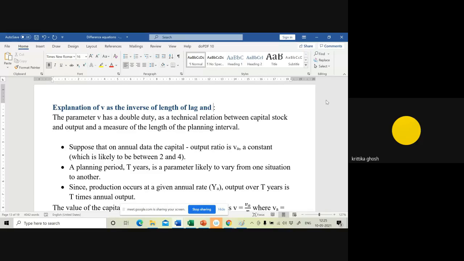Ma'am, another small question. In the Samuelson model, the investment was a function of C(t-1). But then in the Hicks-Samuelson model, it was of Y(t-1). So this difference is not of importance, right? I didn't get it. The difference is not important?